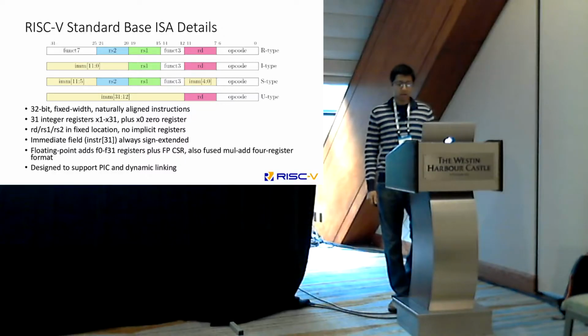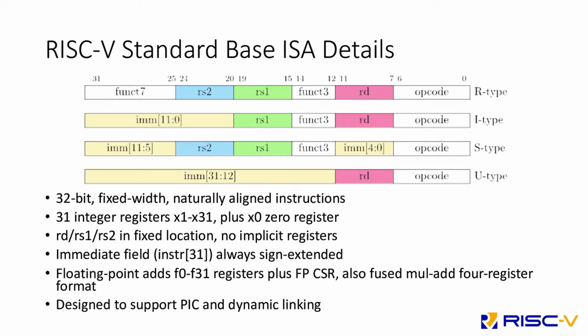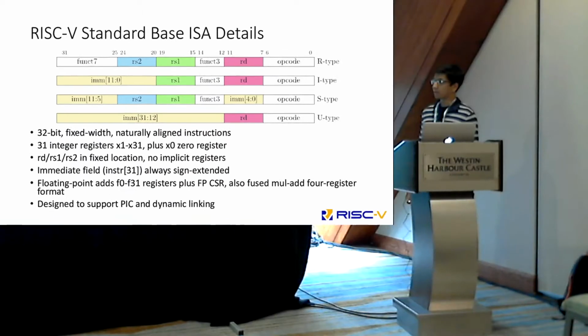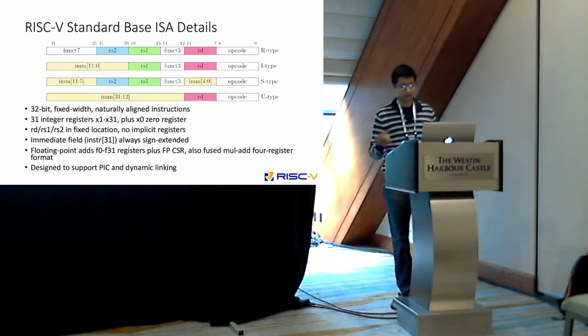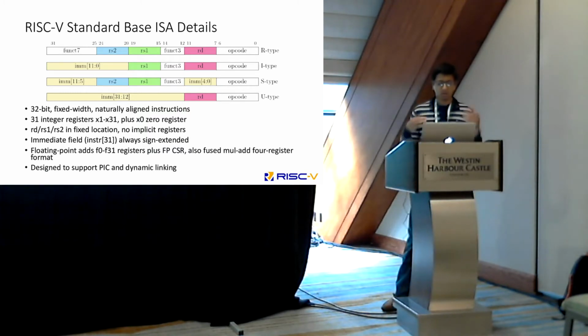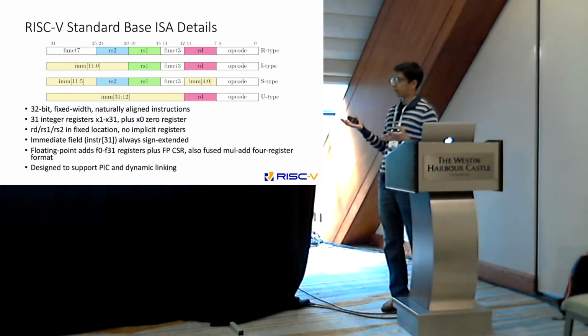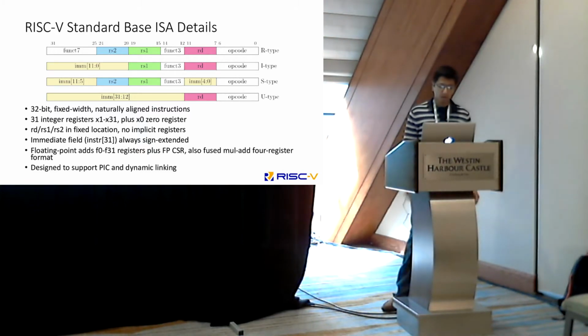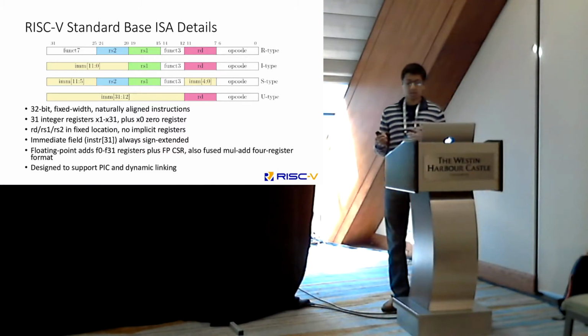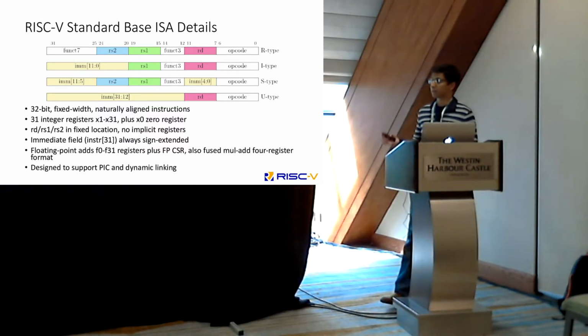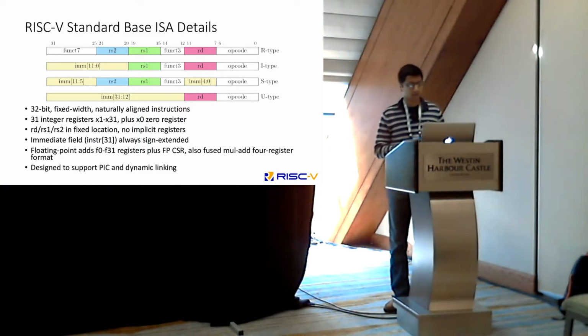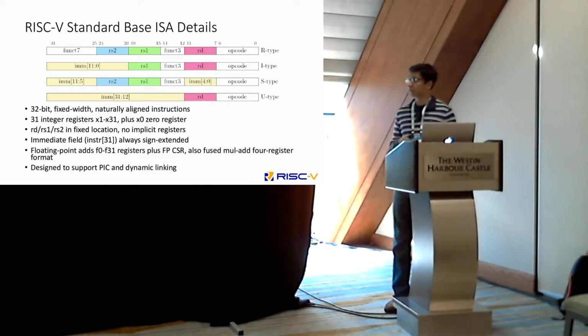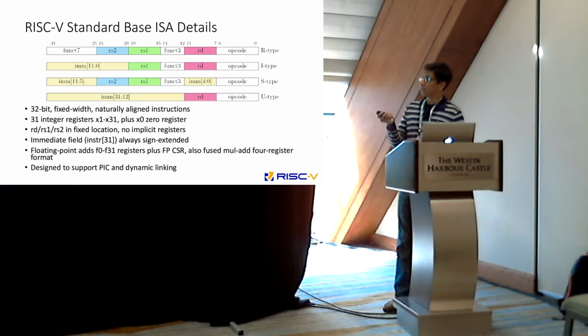Some more stuff about the actual ISA. There are a couple of instruction formats for the base ISA. All of the instructions in the base ISA are 32-bit fixed width, naturally aligned, relatively simple. There's the usual 31 integer registers plus a hardwired zero register, x0. A neat thing is that RD, RS1, and RS2 are all in a fixed location, and there are no implicit registers, like, for example, in that AAA instruction that uses some specific set of registers that's not actually noted in the instruction itself. Here, when you look at the instruction itself, you know what registers it's using.